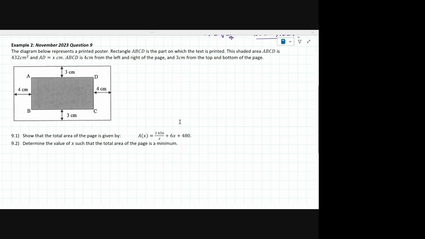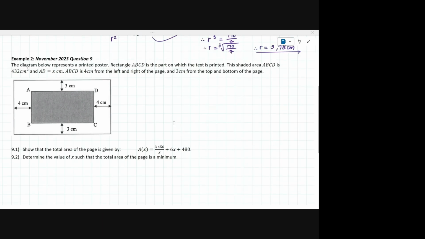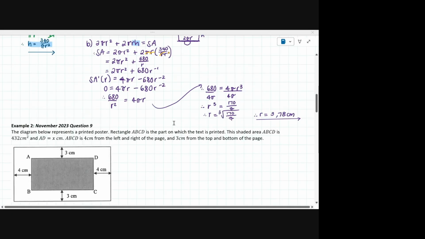First question is show that the total area of the page is given by A of X is equal to 3,456 over X plus 6X plus 480, and then determine the value of X such that the total area of the page is a minimum. We're going to ignore those questions for now. All we're going to do is quickly look at our diagram and analyze the information we've been given, just so that we do know what we're working with.